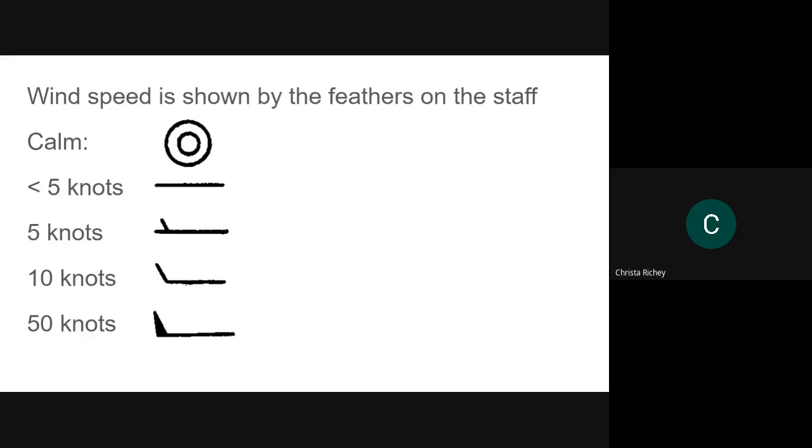50 knots is a flag, a triangle on the end. I'm not gonna make you convert between knots and miles per hour. It's like 1.1 mile per hour for every knot, something like that. But we're not gonna go into that.